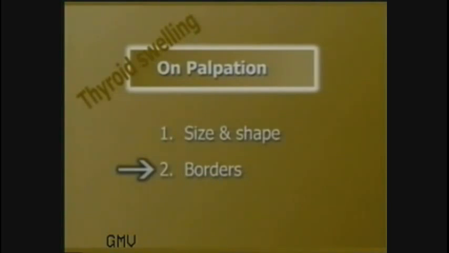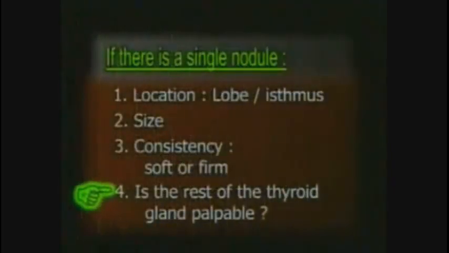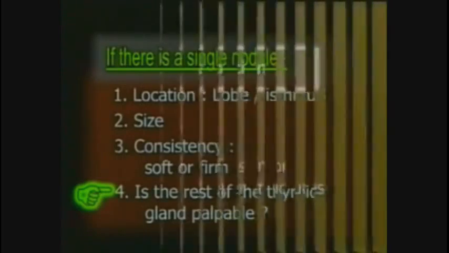In particular, palpate the tracheal rings in the suprasternal notch to identify a retrosternal extension if any. Then note the surface and the consistency of the swelling and palpate carefully by Lahey's method and Crile's method for small nodules within the gland. In case of a single nodule, note whether the rest of the gland is palpable.